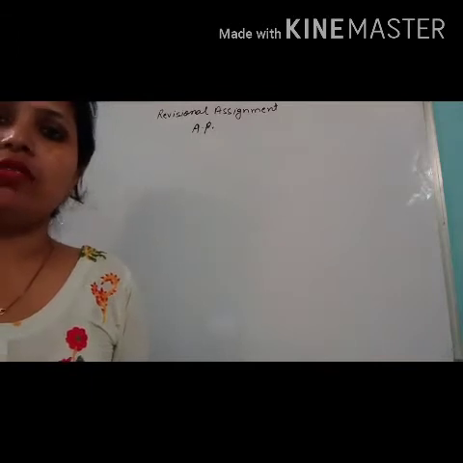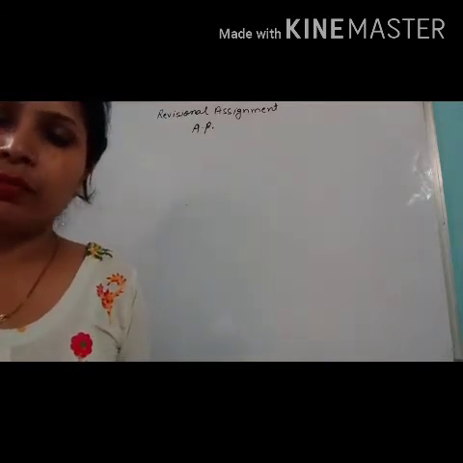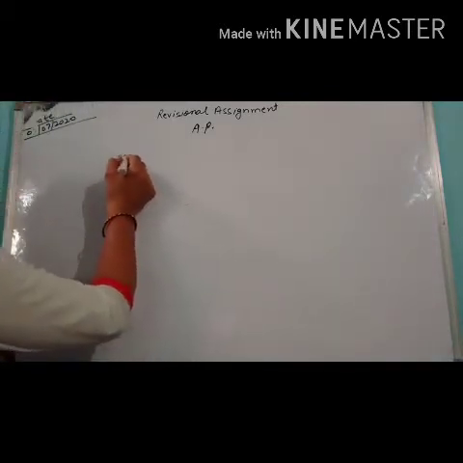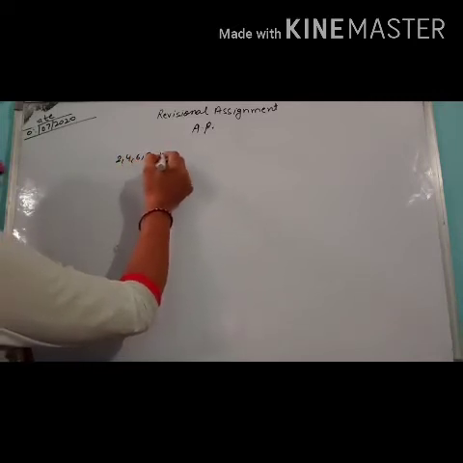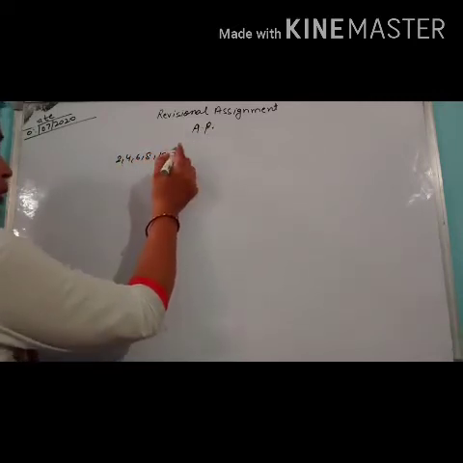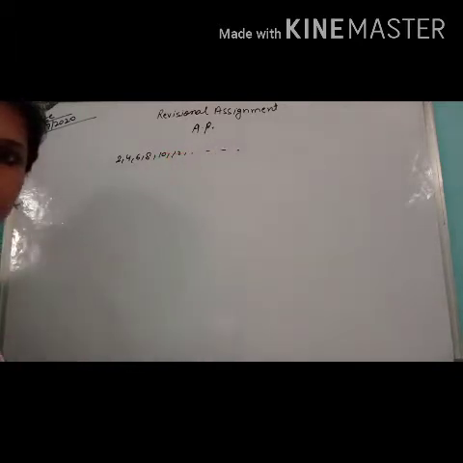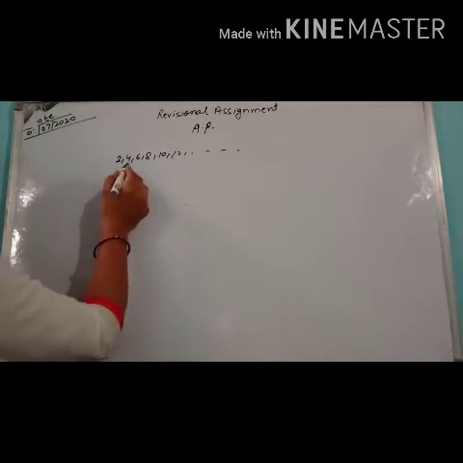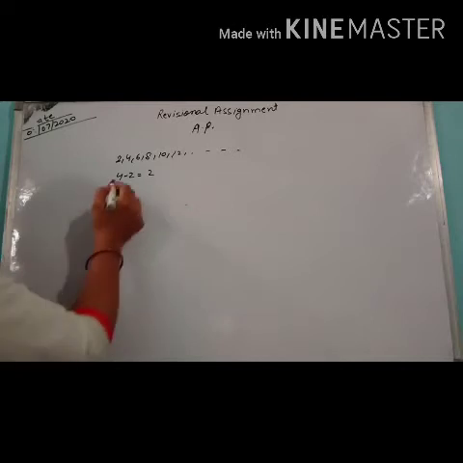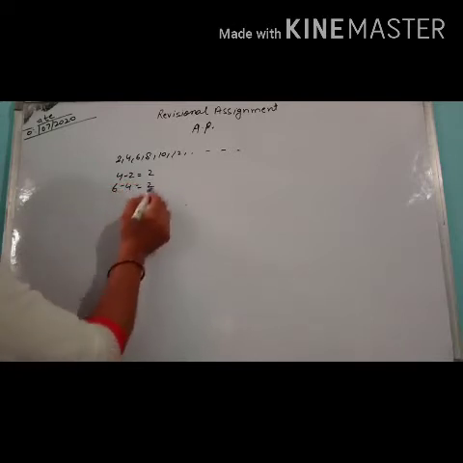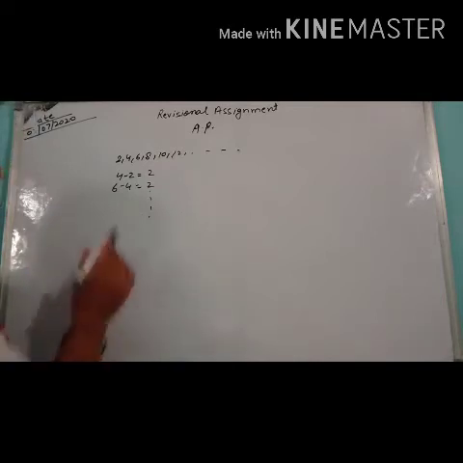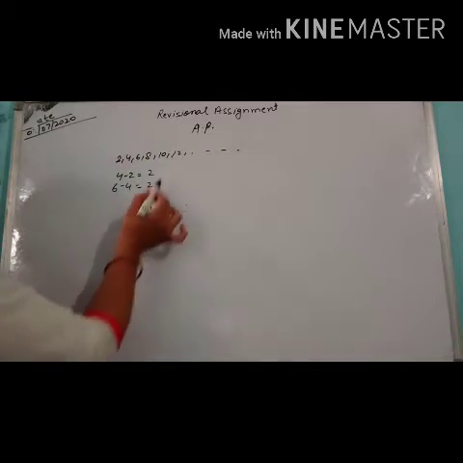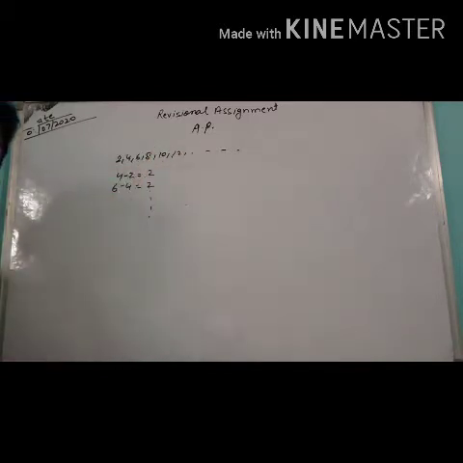In an AP, the numbers differ by the same number, meaning the difference between each consecutive number is the same, like 2, 4, 6, 8, 10, 12 and so on. These numbers are given to us. What is the difference between these numbers? For consecutive numbers, 4 minus 2, the difference is equal to 2. 6 minus 4 is also equal to 2, and so on. The difference between each consecutive pair is the same, so we can say that these numbers form an AP.